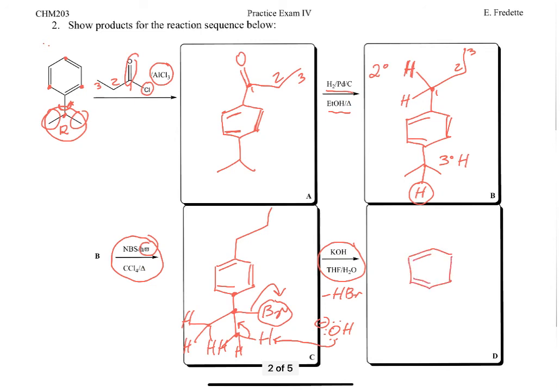Styrene is a compound that is a benzene ring with a double bond in the benzylic position. And if we have other groups attached to it, alkyl groups, we'll just refer to it as a styrene derivative.